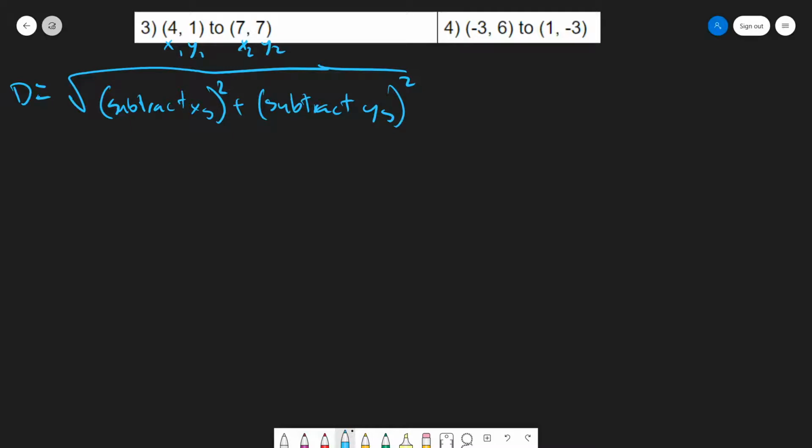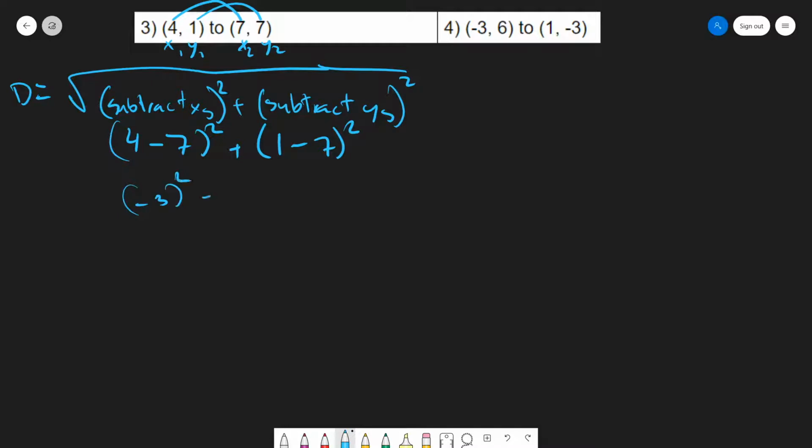So I don't want to do 4 minus 7 and then 7 minus 1. If I do 4 minus 7 here, then on the other one I have to do 1 minus 7, to line up the 4 and the 7, and the 1 and the 7. Sorry, this 4 should be connected to the 7. 4 to the 7, 1 to the 7. Excellent.